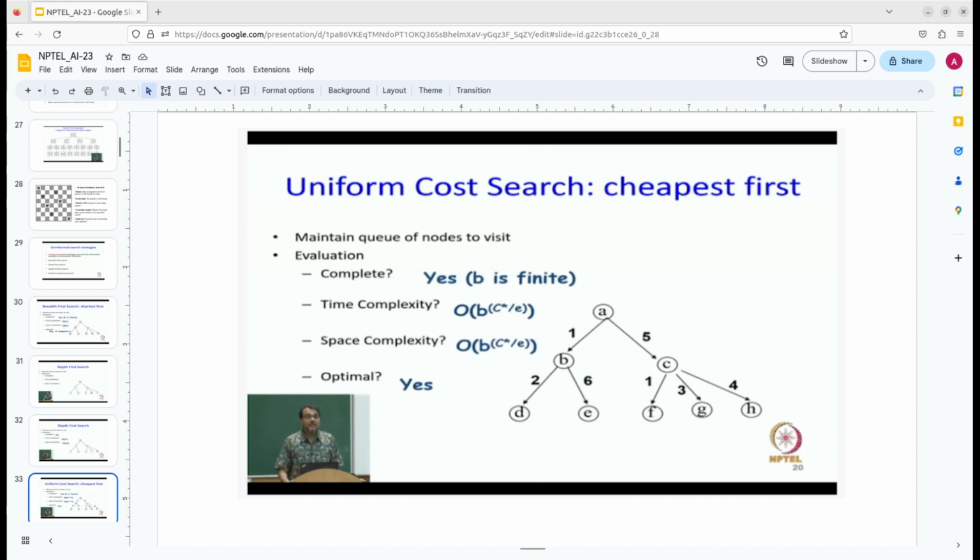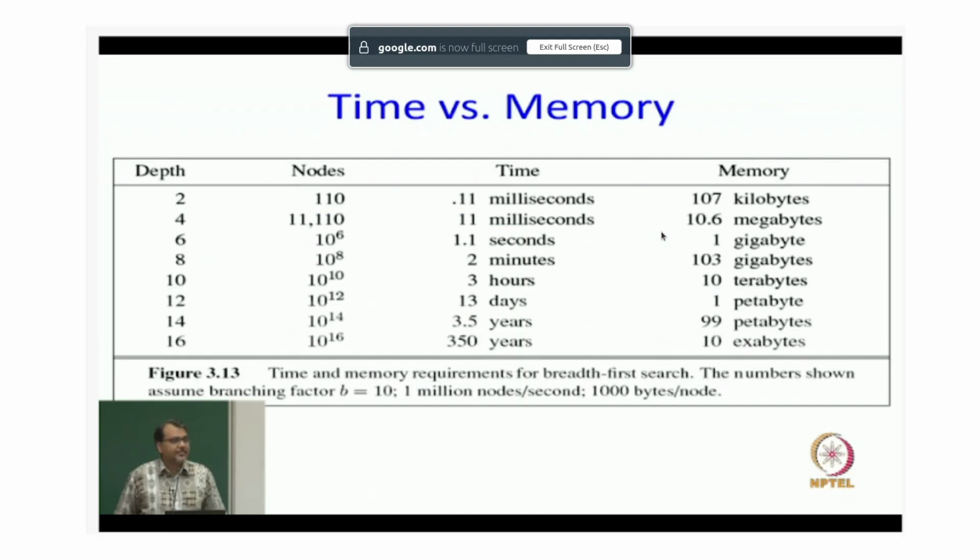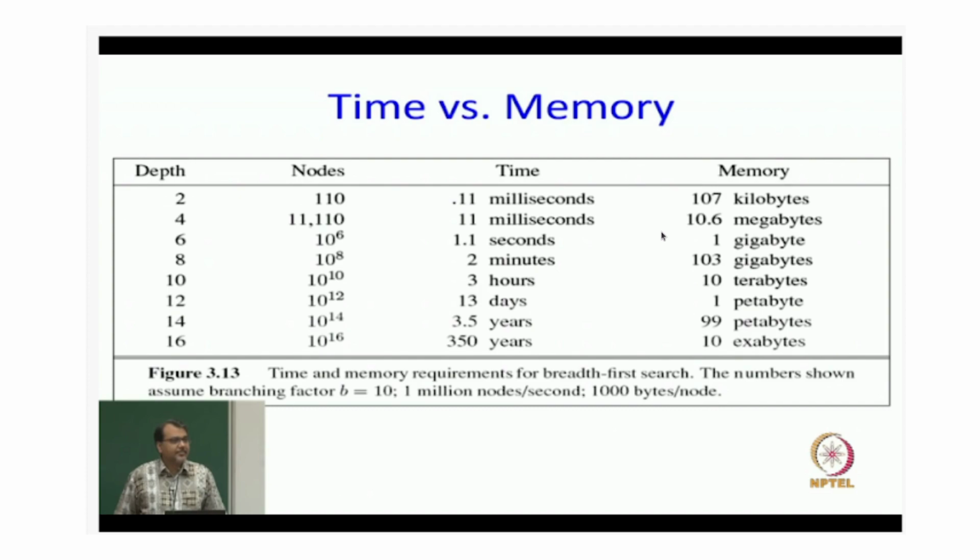Now we'll go and further discuss other algorithms and understand how things are going there. For an algorithm, what matters? Time and space. Another name for space is memory. We have discussed many algorithms: BFS, DFS, cheapest first. Now in terms of time and memory, which one is better? Let's discuss that.